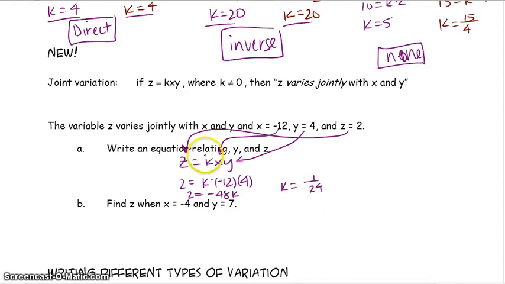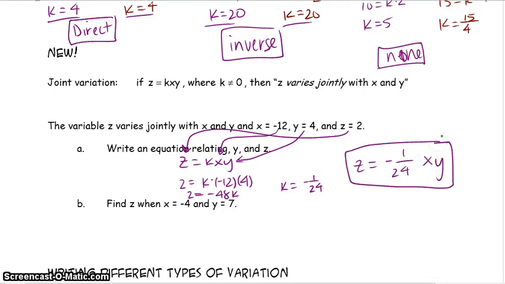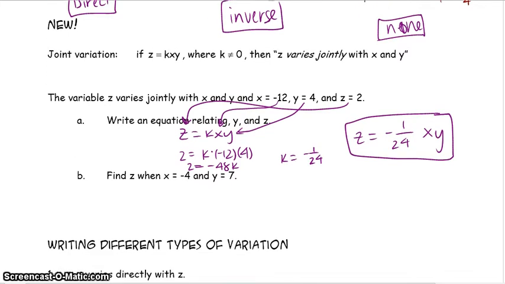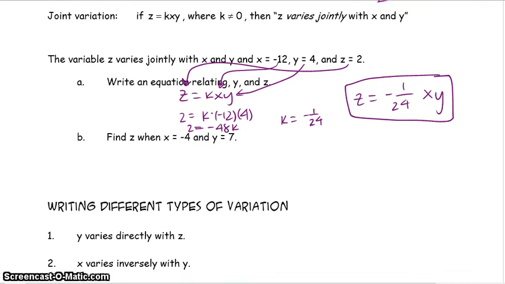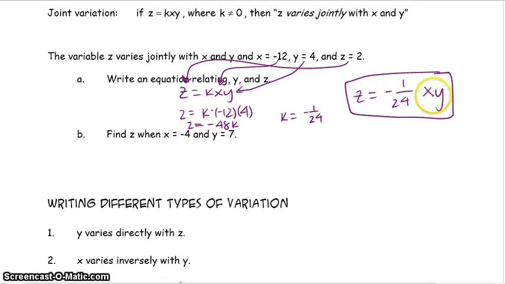But I have to plug this into my equation to get z equals negative 1 over 24 xy. And this is my equation. So when it says find z when x equals 4 and y equals negative 7, that's just plugging x and y into my equation and solving for z. So I have my z equals negative 1 over 24 times negative 4 times 7. So my z ends up being 7 over 6.